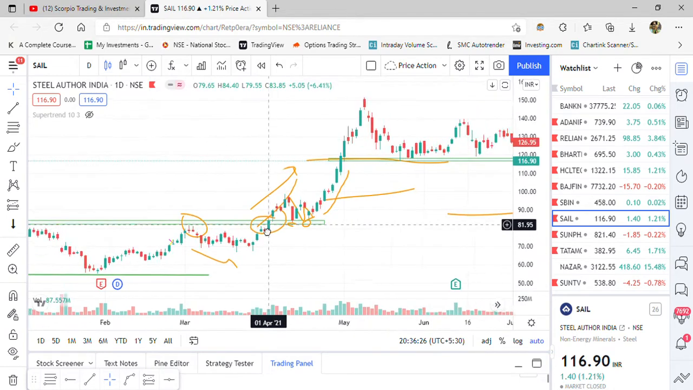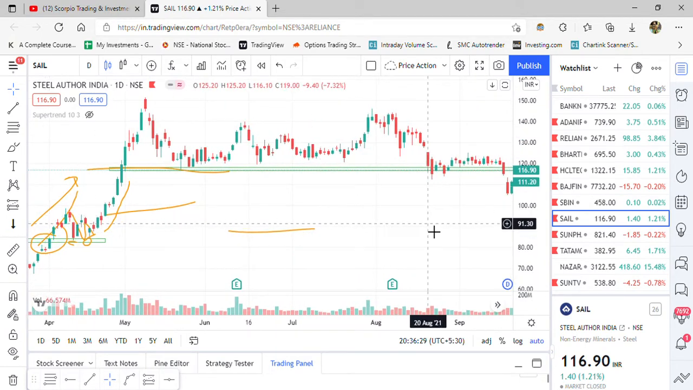So that's it from my side. I'll keep posting further videos on price action. We will improve upon it one after another. So this is the most basic support and resistance.